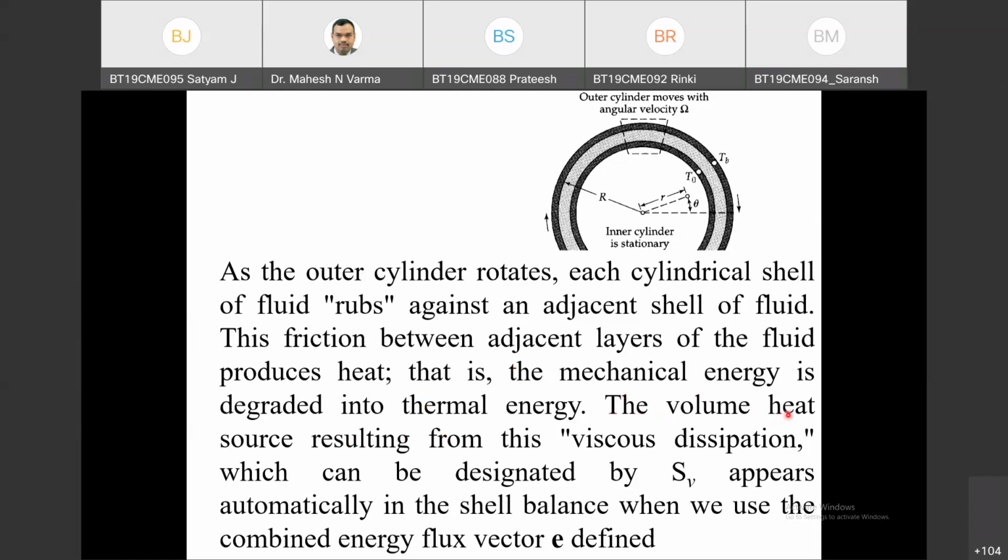The volume heat source resulting from this viscous dissipation can be designated by SV. It appears automatically in the shell balance when you use the combined energy flux, because this is related to the work associated with molecular transport. Whenever molecules are moving, work is associated with that movement, and that work flux appears as SV, a kind of heat added to this system because of viscous dissipation. So we need to handle this problem.